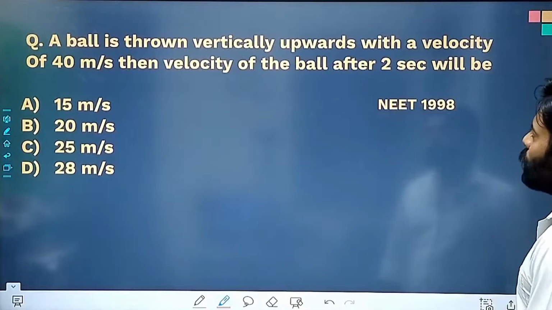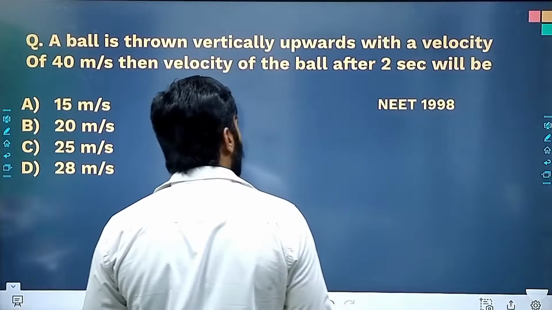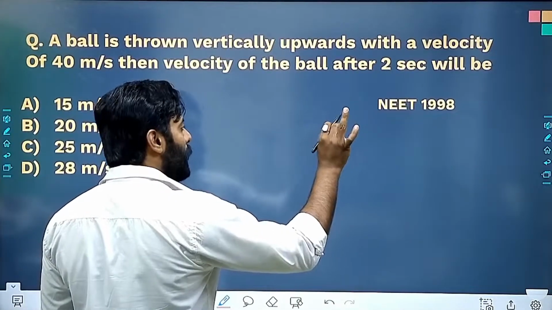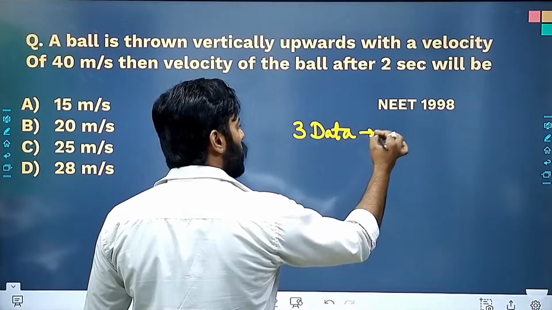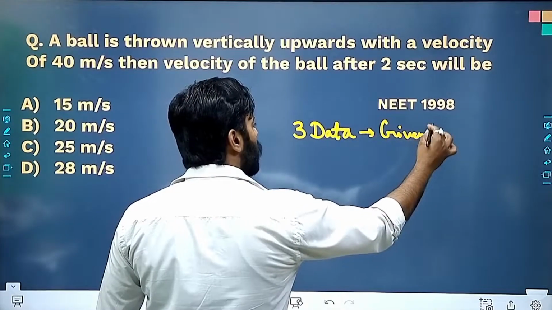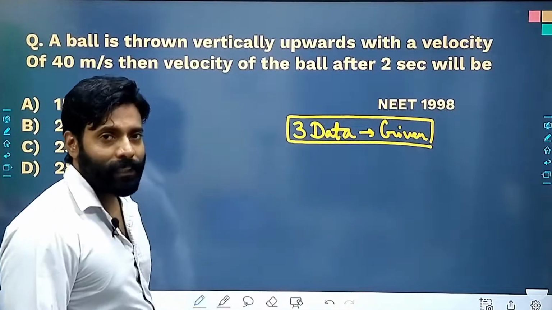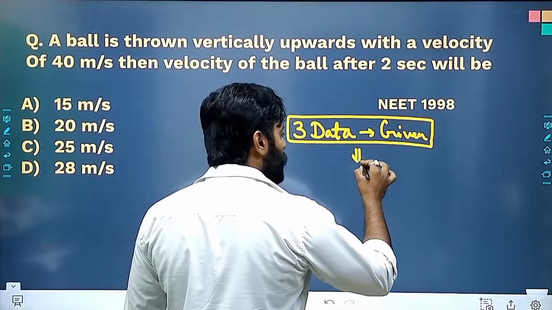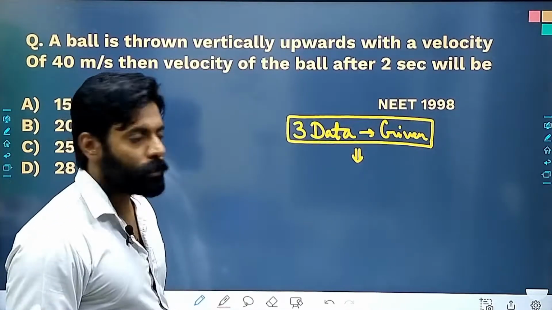A ball is thrown vertically upward with a velocity of 40 meters per second. Then the velocity of the ball after 2 seconds? So keep these things in mind. In kinematics, always 3 data will be given to you. So your first task must be to identify these 3 data. If you get to know what these 3 data are, then there is no issue in solving these questions.